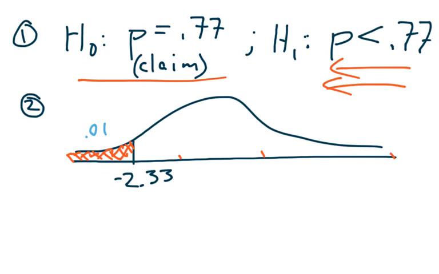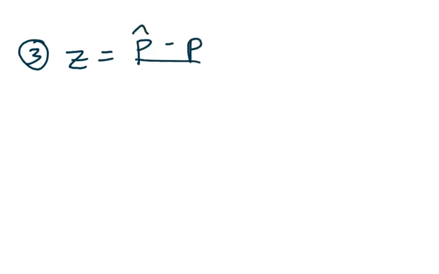Okay, so let's move on to step 3. Step 3 is we'll compute our test statistics. So z, we'll do that by z is equal to p hat minus p, all divided by the square root of the whole thing, p times q, all divided by n. And that is all happening inside that radical there.